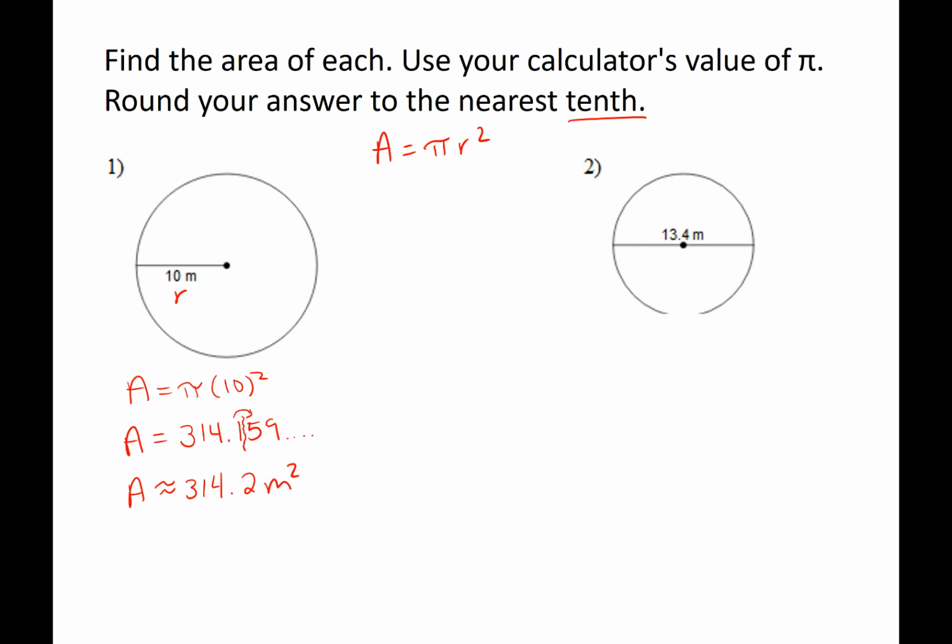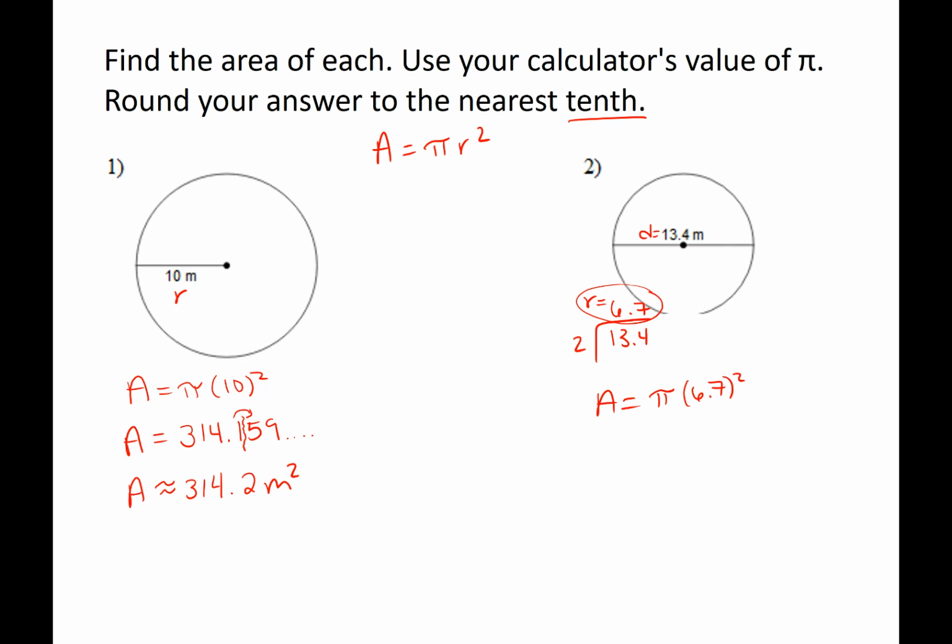On to the next one, we would do 13.7. Careful on this one. That's the diameter. We need the radius, so we do 13.4, divide it by 2, and we get 6.7. So that is our radius. Then plug that into the formula. Area equals pi r squared, so 6.7 squared.